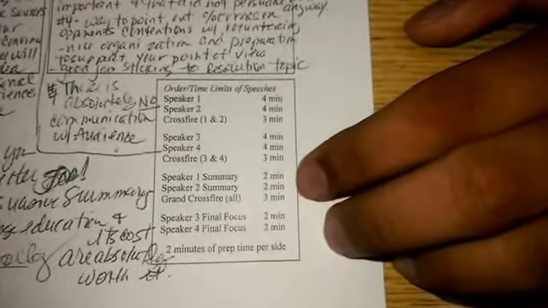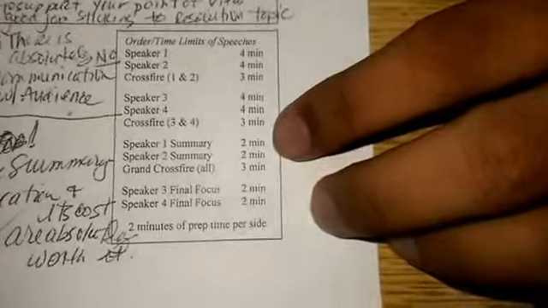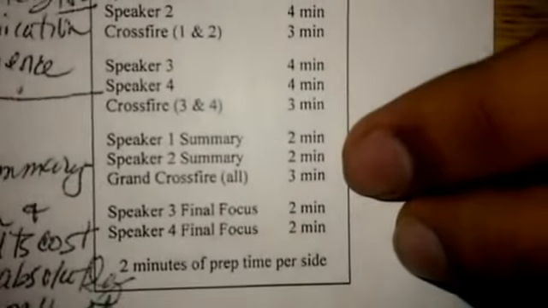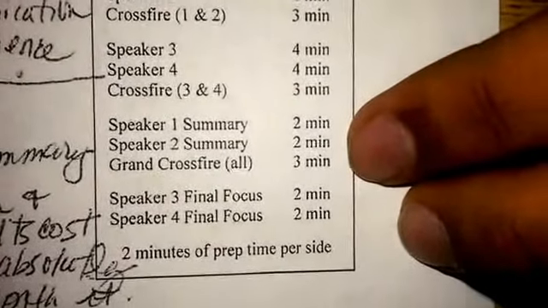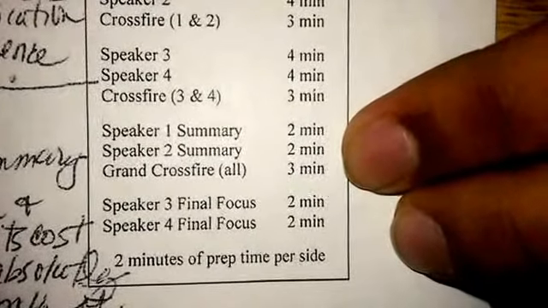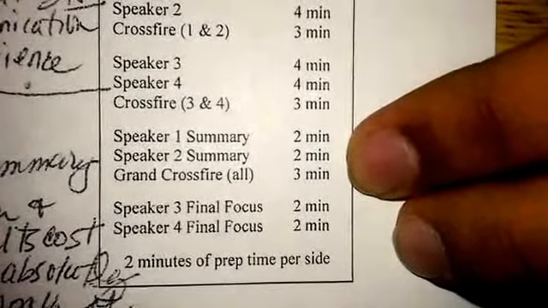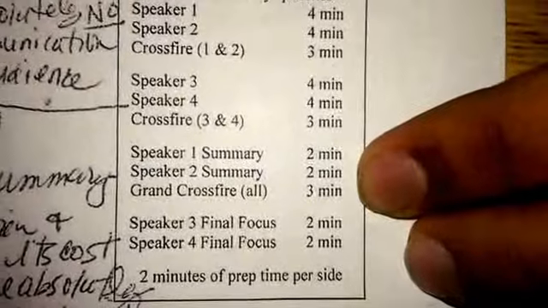Now it comes to the smaller speeches. We're going to have a 2-minute speech for Speaker 1 summary and a 2-minute speech for Speaker 2 summary. In the speaker summaries, they will be narrowing down the arguments in the round, and telling you what the important things are that you should look towards as to why they're winning the round.